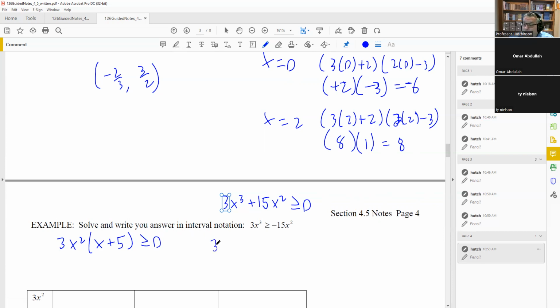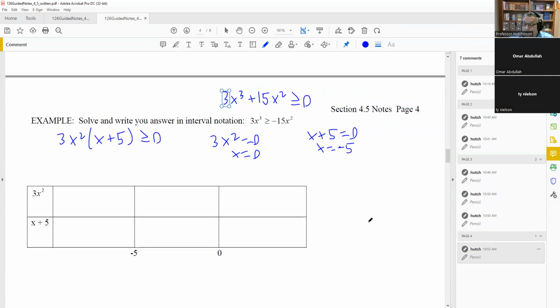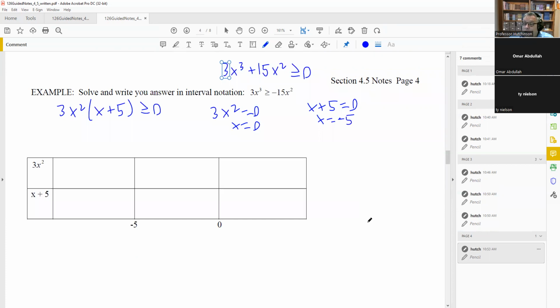Then you would just take each of these, 3x squared equals 0, x plus 5 equals 0, and get the numbers that go on your number line. You get x equals 0 and x equals -5 for that. And as you see here, this is what we have for the table on there.